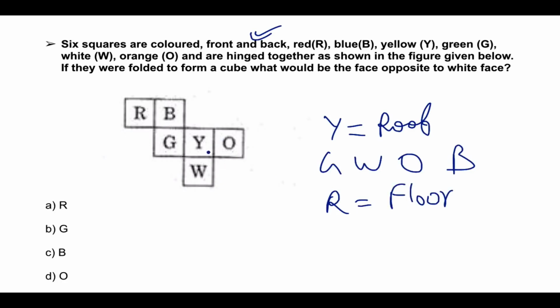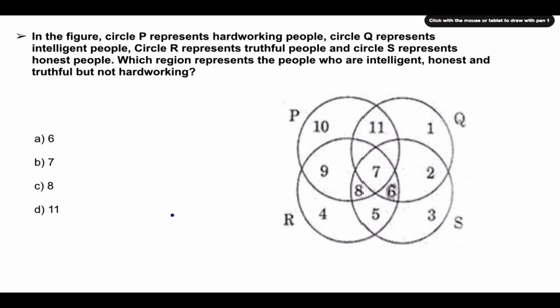Otherwise, you can also see it like this. Let's say Y is there. One side will be made by G, one side will be O, one side will be W. And now the front side will be made by B. So the answer is B, and only the one color that is left will form the floor. So the answer is B. That is, blue is opposite white.